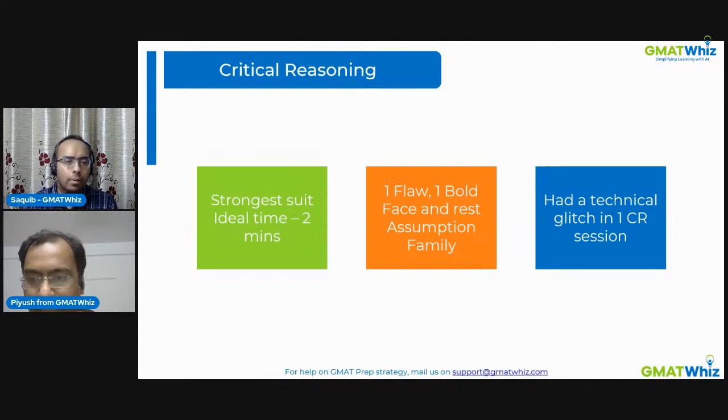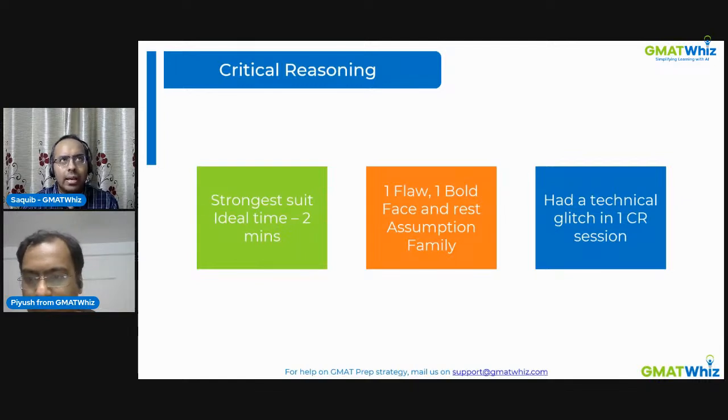In fact, in my third quarter, I had a bold face. So when I got the bold face, I paused for at least 10, 15 seconds. Like, okay, am I doing well? I might be doing well, maybe. But yeah, that's about it. No other weird kind of question that I got in the CR section.